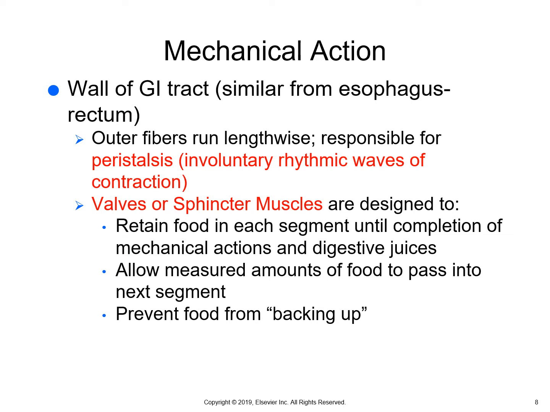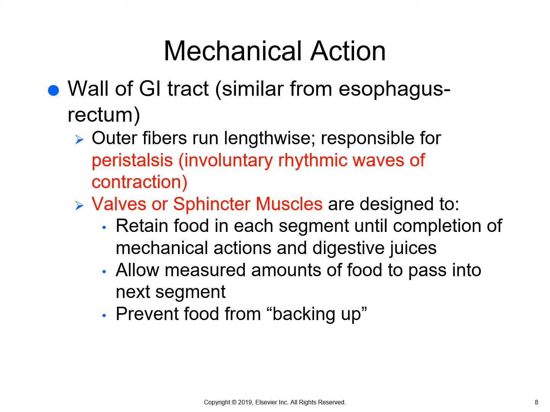The wall of our gastrointestinal tract is similar all the way from the esophagus out through the rectum. So it's that similar tissue, and it all practices that involuntary rhythmic contraction. There are valves, or what you may hear called sphincter muscles. These are designed to retain food in each segment as it passes through the GI tract until the mechanical actions in that segment are complete. So it'll allow measured amounts of food to pass into the next segment and prevent it from backing up.